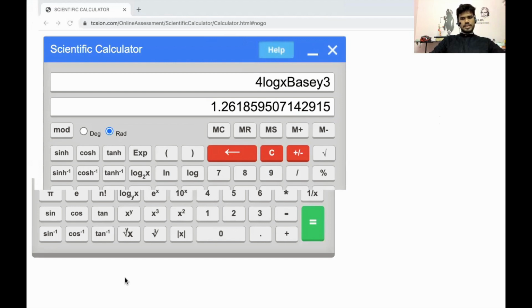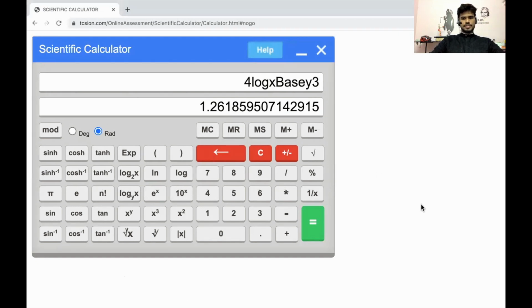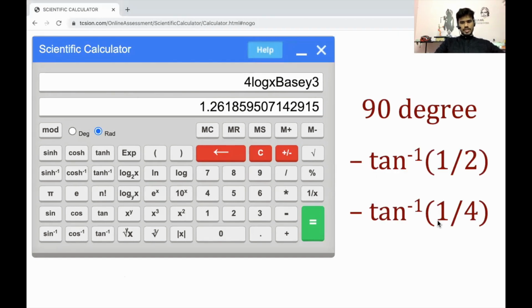Let's quickly see if all of us can do this. Let me post one more expression in the chat. So 90 degrees minus tan inverse 1 by 2 minus tan inverse of 1 by 4. Oops, sent it to one of you. So let's quickly do this expression. 90 degrees minus tan inverse 1 by 2 minus tan inverse 1 by 4.